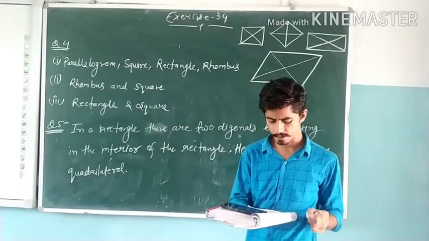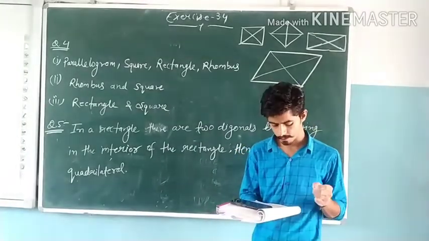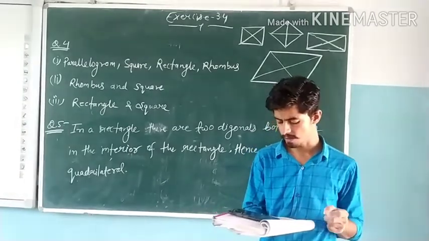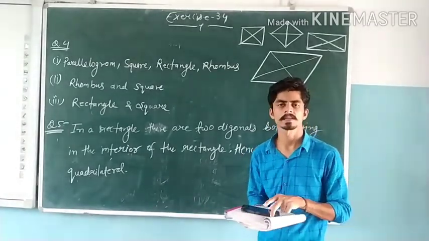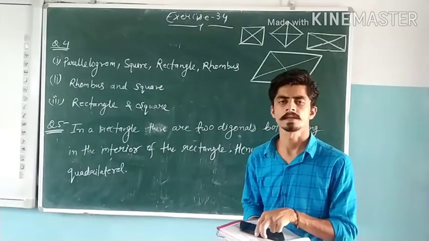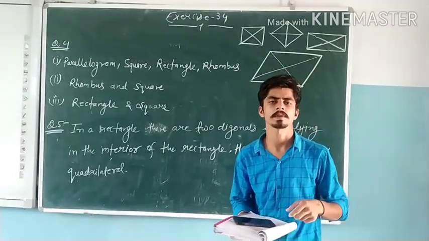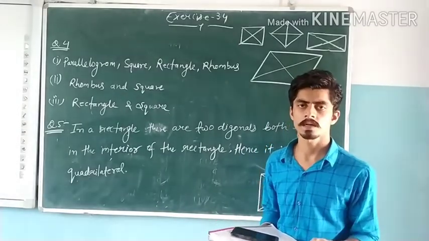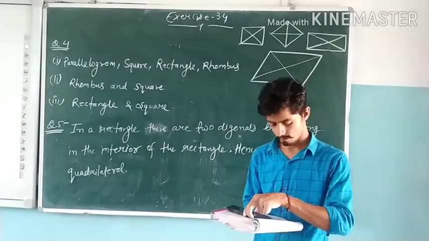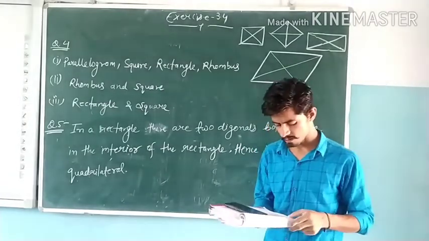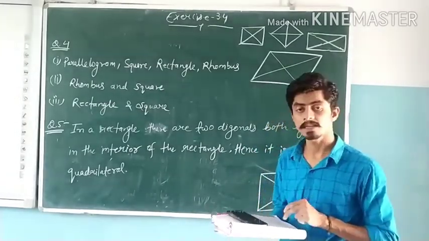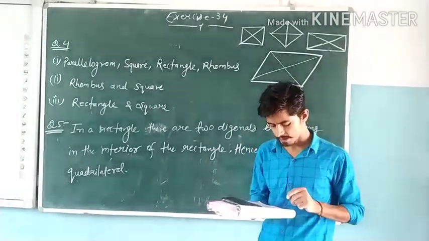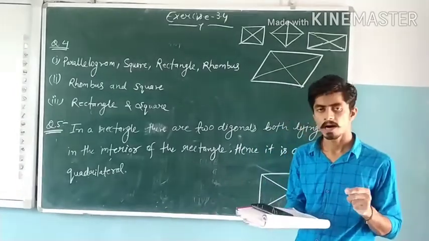Name the quadrilateral whose diagonals bisect each other, are perpendicular bisectors of each other, are equal. So there are 3 conditions, and in each condition we have to tell the name of the particular quadrilateral which fulfills the condition of the question. So the first one is a quadrilateral whose diagonals bisect each other. What is the name of that quadrilateral?